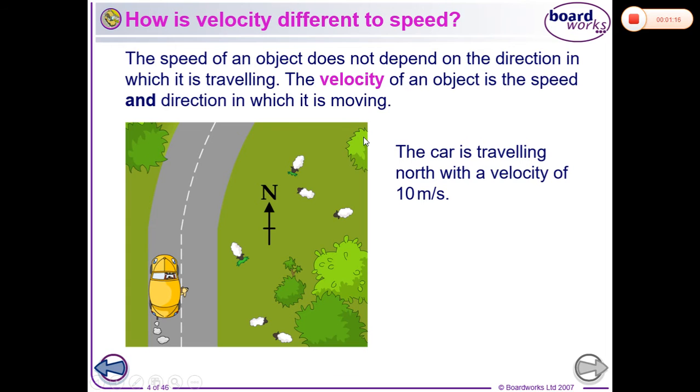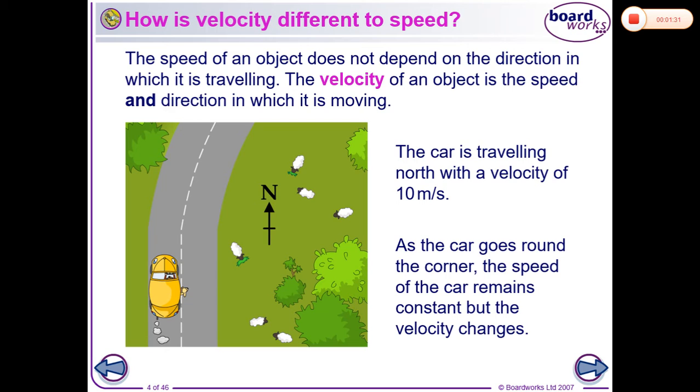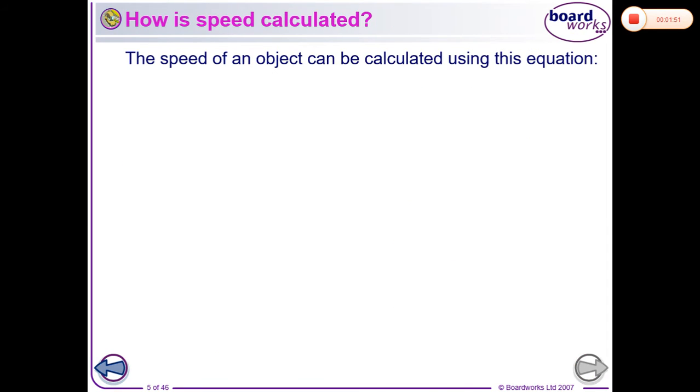For example, this car is traveling north with a velocity of 10 meters per second, because we said north. So we specified a direction. As the car goes around the corner, the speed of the car remains constant, but the velocity changes. Okay, so this curved line, we have a curve here or corner. The car changes its direction, so the velocity changes because the direction is changed, but the speed didn't change.